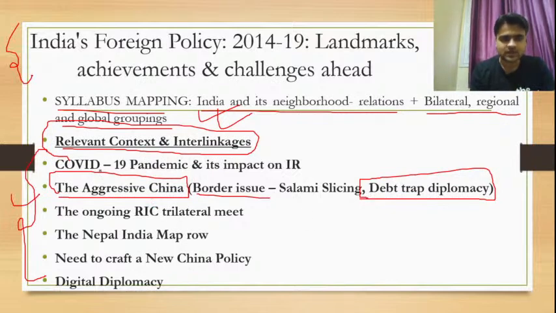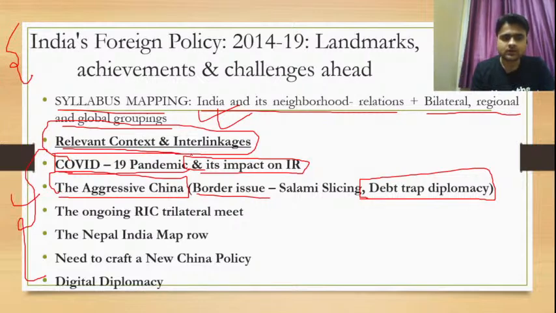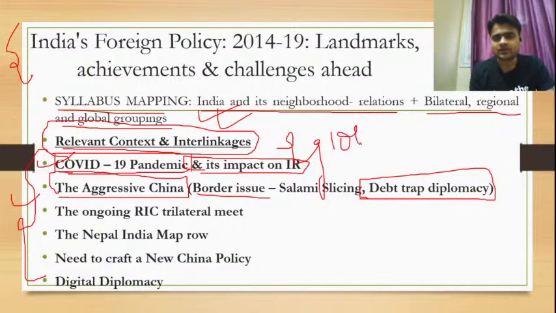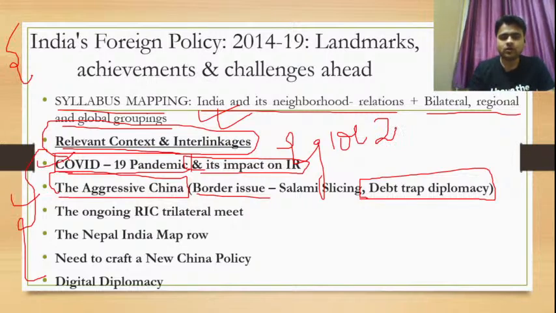Now the first thing is the COVID-19 pandemic and its impact on IR. If you remember, we have discussed this in our earlier class. The people who are consistent with me from the first day might be aware that we have discussed the COVID-19 pandemic and how it will be impacting IR. So now give me one or two examples for this. Okay, in the comment section, give me one or two examples of how foreign policy or diplomacy is changing post-COVID.